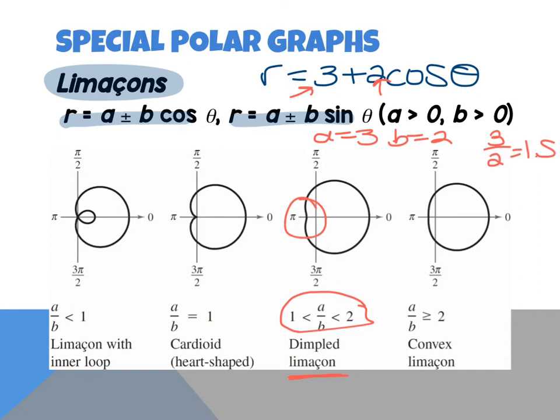Now, realize all of these could be turned in any direction. But one point's going to be curved and one's going to dimple in. So now, when you approach graphs, you're going to say, what kind of polar graph is it? If it's a limaçon, is it with an inner loop, with a heart shape, with a dimple, or convex? And then after that, you'd start to graph it.